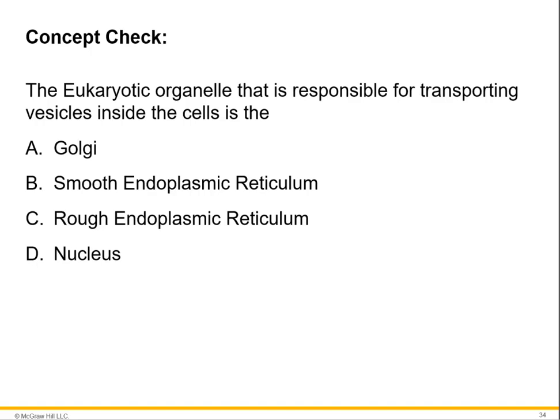Okay, question. The eukaryotic organelle that is responsible for transporting vesicles inside the cells is the... Well, remember what organelle is going to be packaging things into vesicles to be sent off to other organelles or outside the cell? Well, that's going to be the Golgi apparatus.